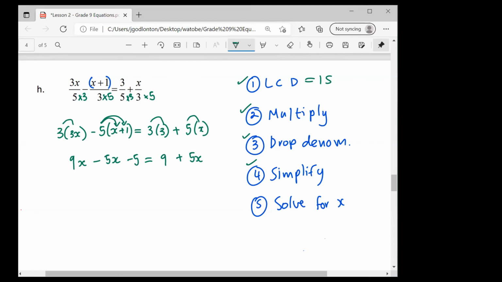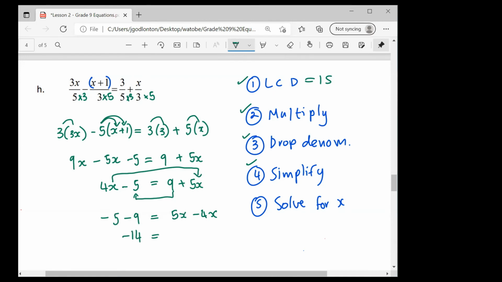So we have to solve x. Remember, this step you don't have to do. You can just move things around. I'm just going to simplify this side quickly. So I have 4x minus 5 is equal to 9 minus 5x. I'm going to move that 4x onto this side and this 9 onto that side. So minus 5 minus 9 is equal to 5x minus 4x. And negative 5 minus 9 is going to give us negative 14 is equal to x.